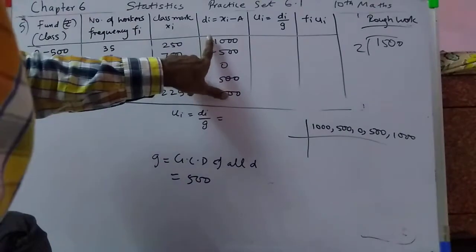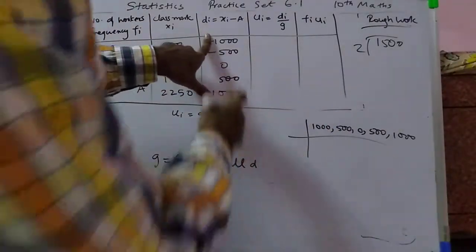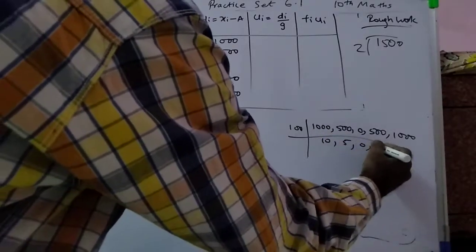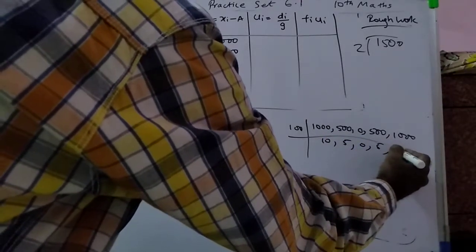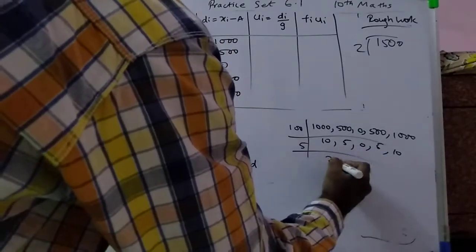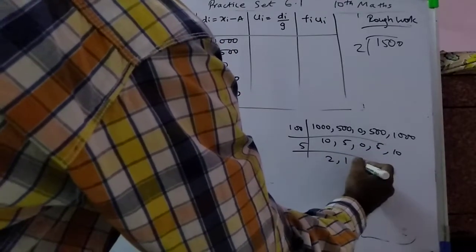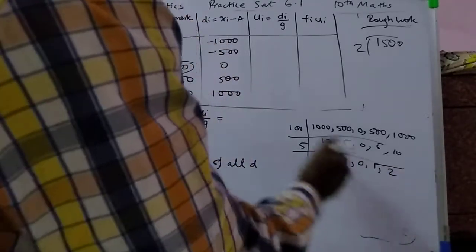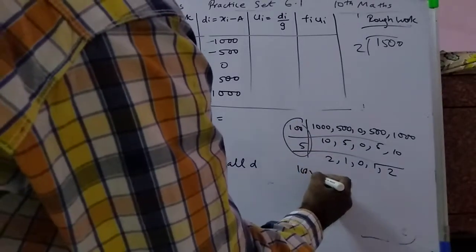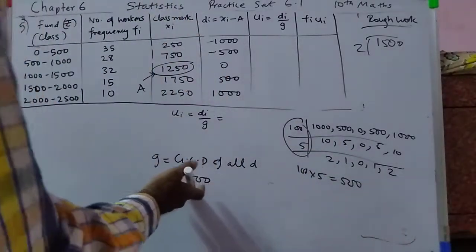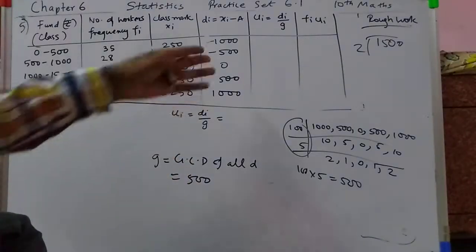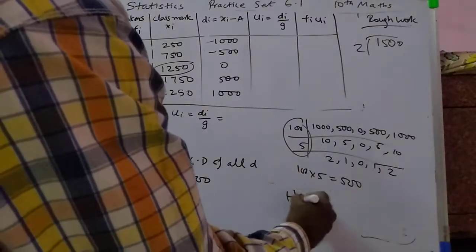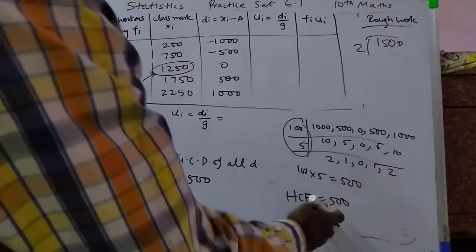Take those values, forget the math, put in all these values: 10, 5, 0, 5 into 2. There is no common factor, so it is 100 into 5, which is equal to 500, so that is g. Okay, so g is 500. Now we'll put this and find it. So it is the HCF. HCF is equal to 500.